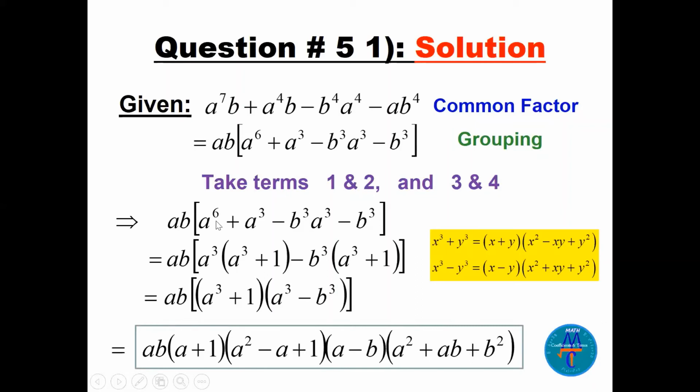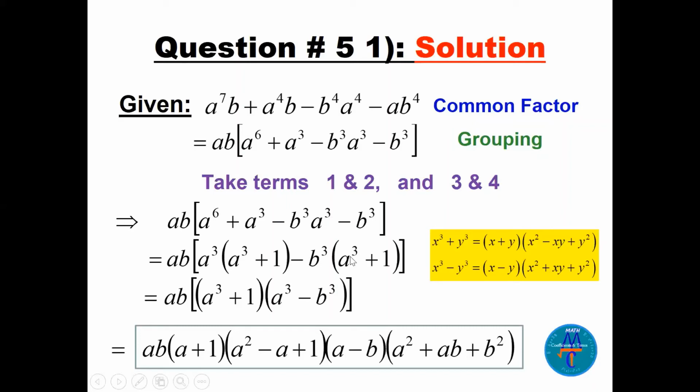See, 1 and 2, what is common here in 1 and 2? A power 6, A power 3, what is common? A cubed. See, easy, A cubed. So A power 6 divided by A cubed is A cubed. And this, if you take it out, you are left with 1. Now, what is common here? A cubed, B cubed, minus B cubed. I take the minus out from both. Also, I take B cubed. So what's left inside? A cubed plus 1.